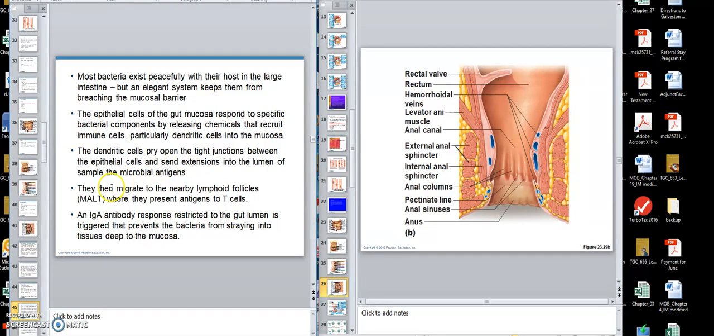If they find something, they migrate to a nearby lymphoid tissue and then turn on the T cells. Because remember, if these dendritic cells are antigen presenting, then what are they going to present to a T helper? IgA, immunoglobulin A, right, produced by B cells, right, in secretions.